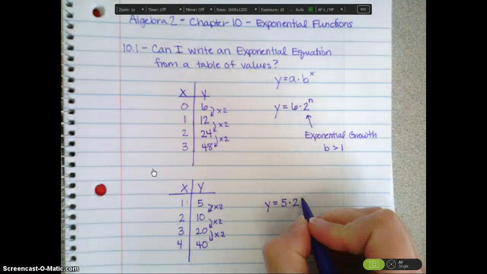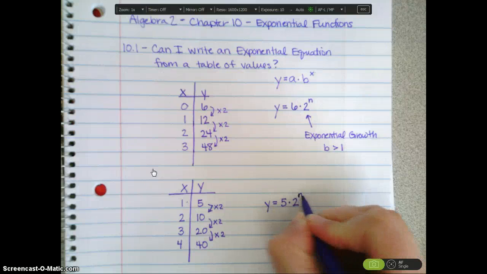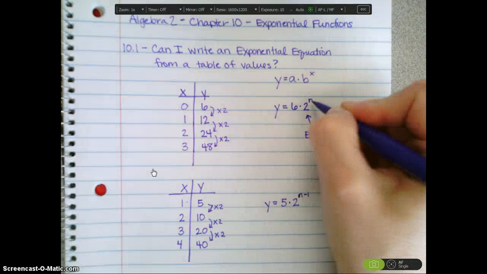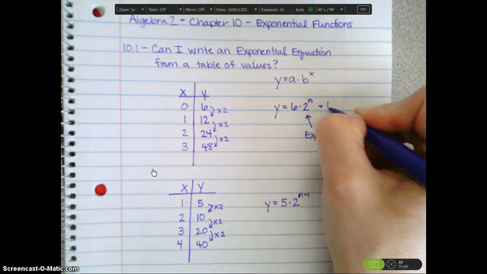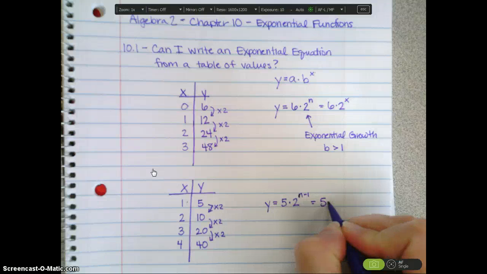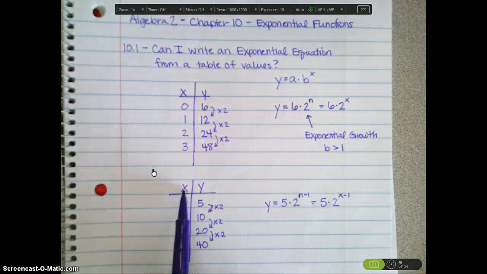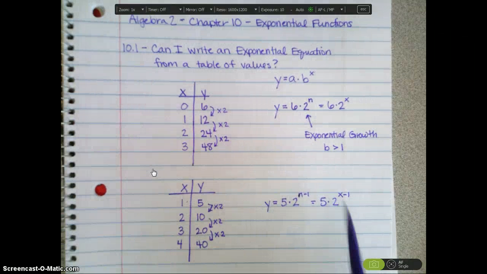When you start with the value of 1, that means your exponent is going to be x, or n, minus 1. I used n up here, and because we had x in our table, it should really be 2 to the x. Just like down here, I should have 5 times 2 to the x minus 1. Again, whatever variable this is, that's the variable of my exponent.